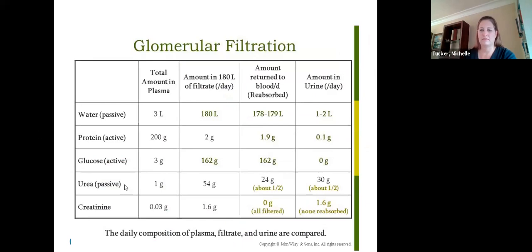This is just what you would find in the urine per day. A lot of urea, should be 0 glucose, should be very little protein, and then this is usually around the amount of urine produced per day.